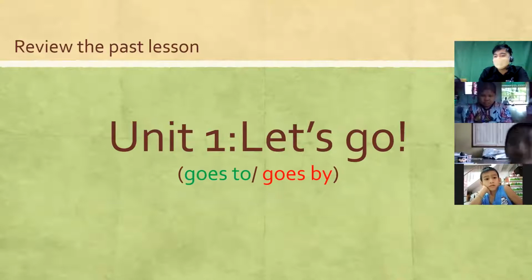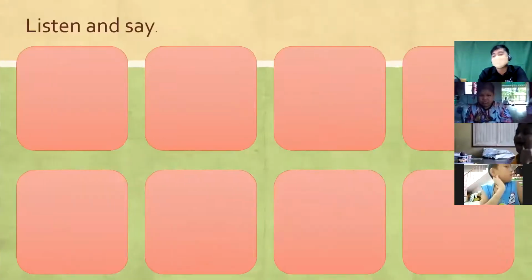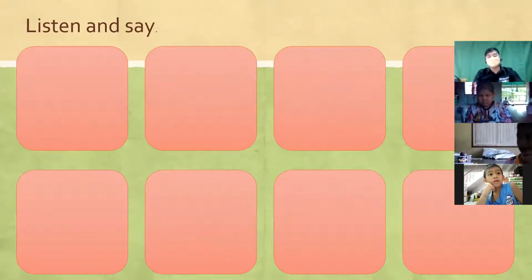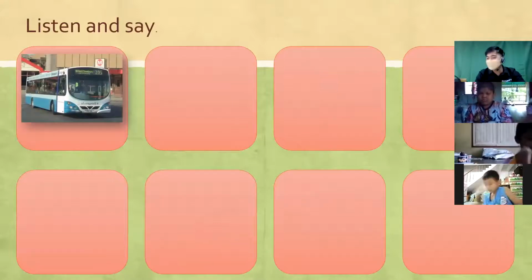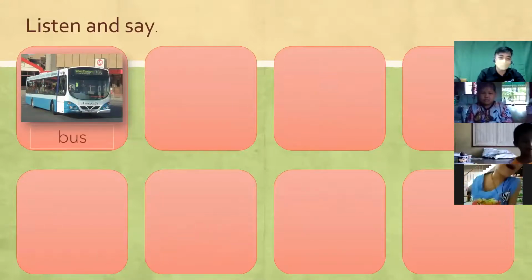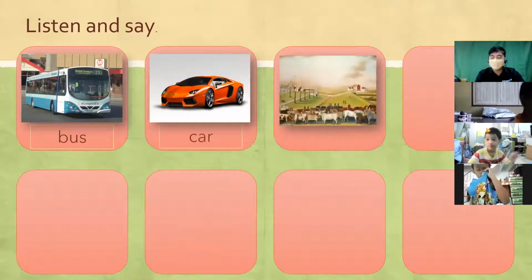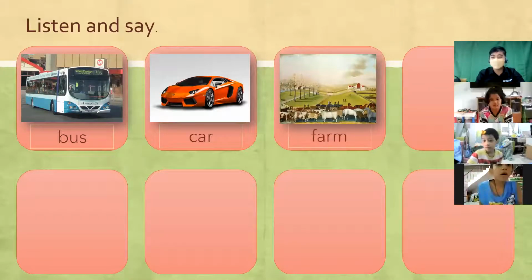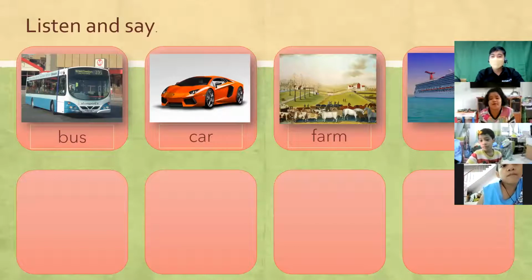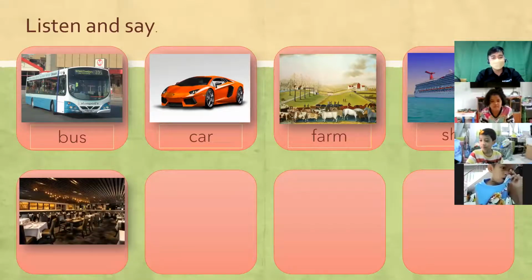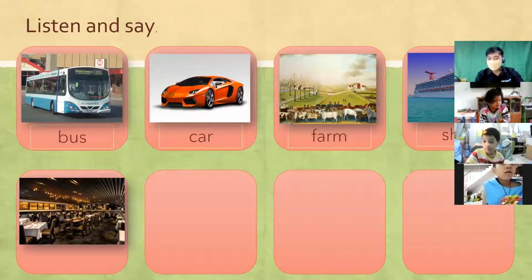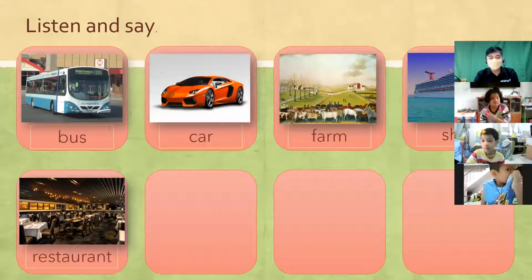Review the past lesson. Unit 1, let's review what we've discussed last meeting. So again, what is this? Boss. Okay, we have the bus. And this one? Car. Correct. This one? Ship. Okay, this one? Bakery. Restaurant. We have the restaurant.